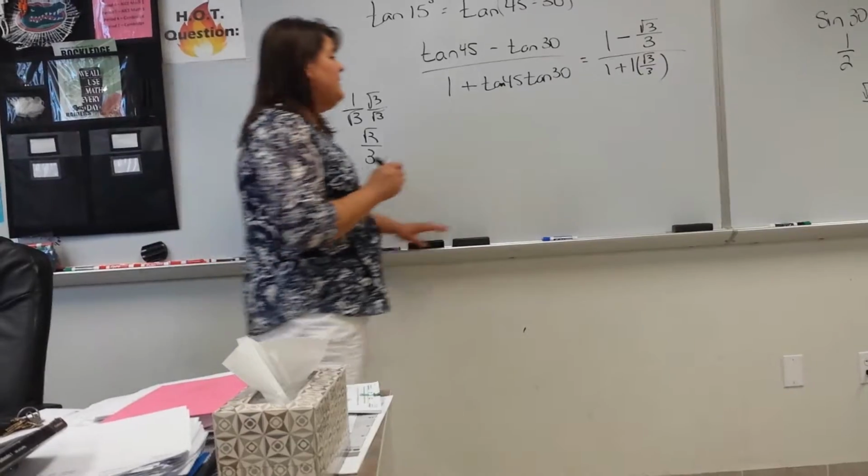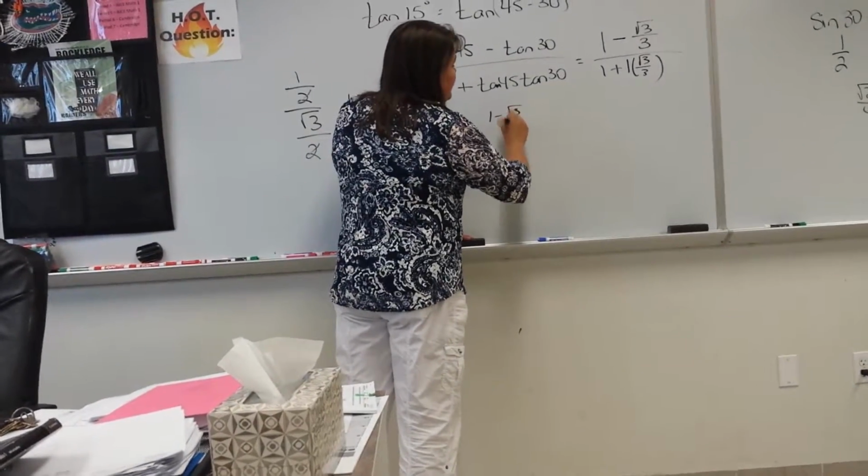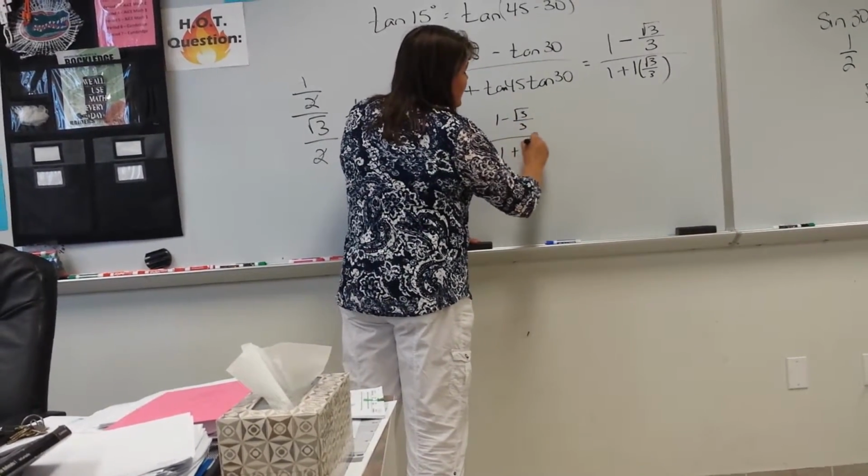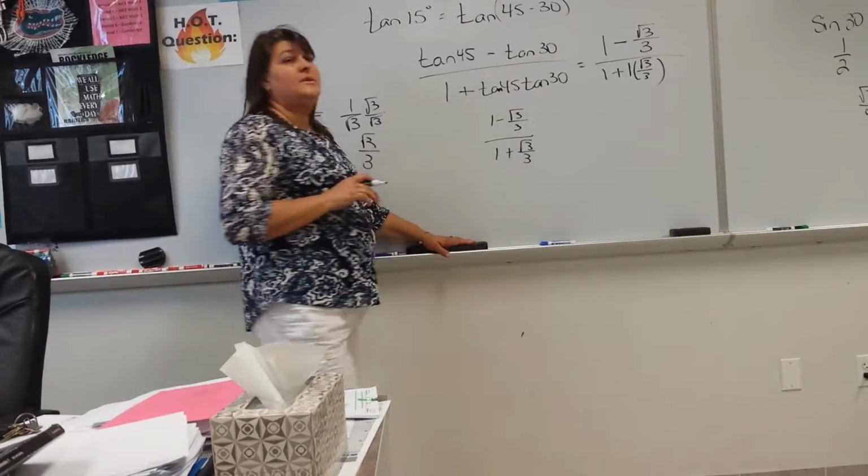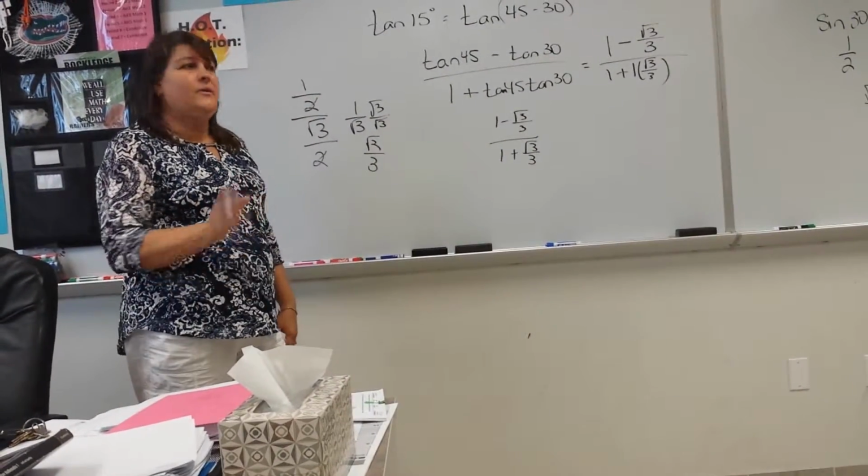So now what you're left with is 1 minus the square root of 3 over 3, and then 1 plus the square root of 3 over 3, and this is actually sufficient for your answer. You don't have to get a common denominator and all that.